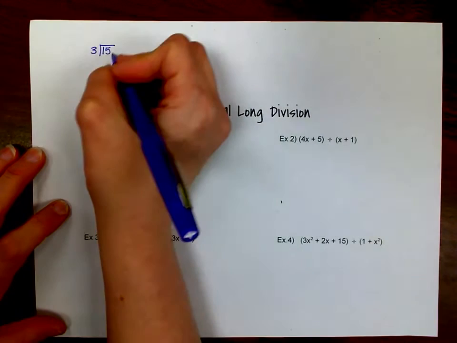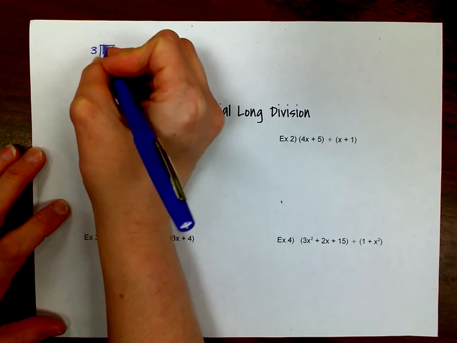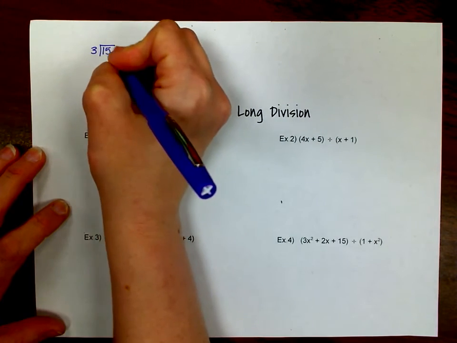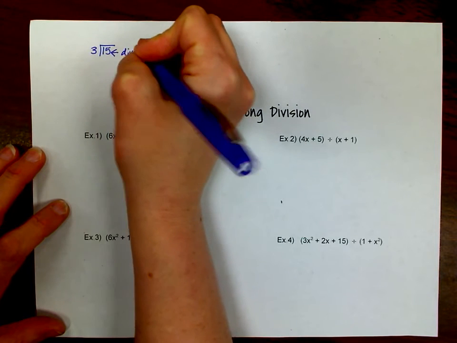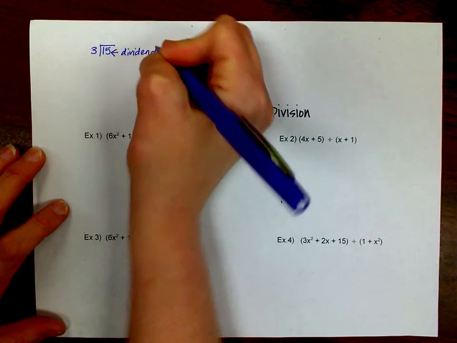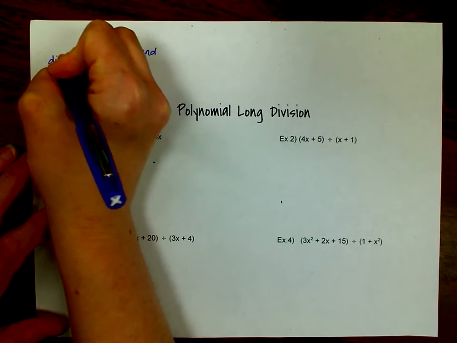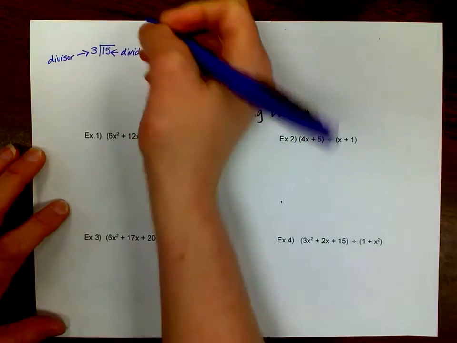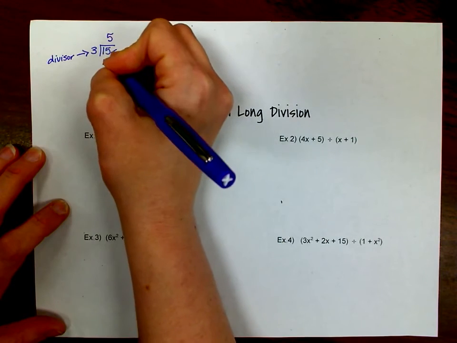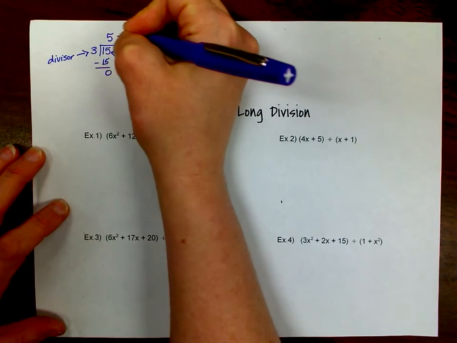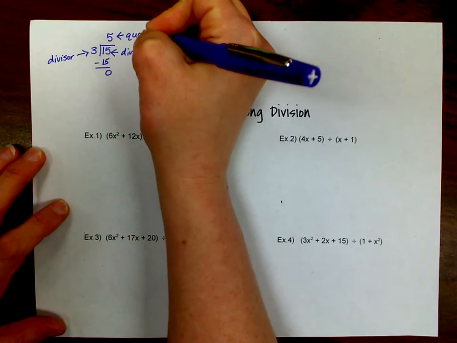your division problem. This number right here, the 15, is called the dividend. The number outside is called the divisor. And the answer to your division problem is called your quotient.